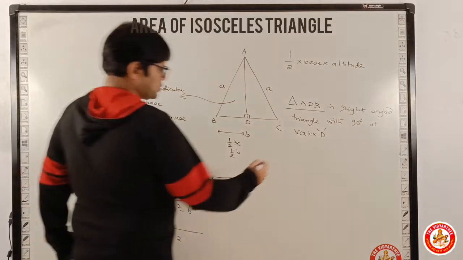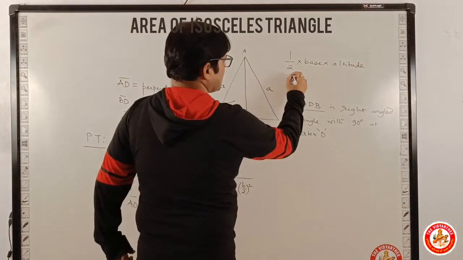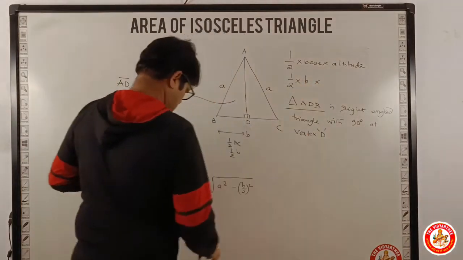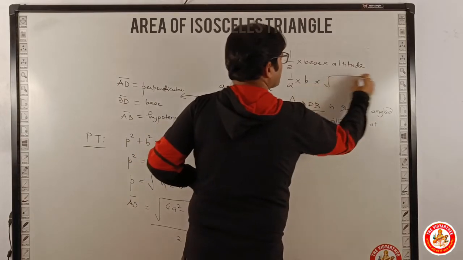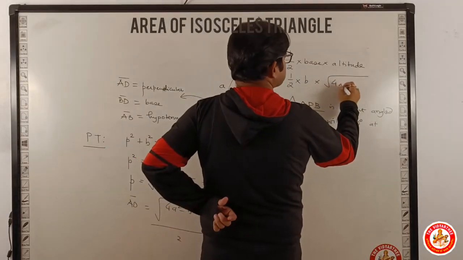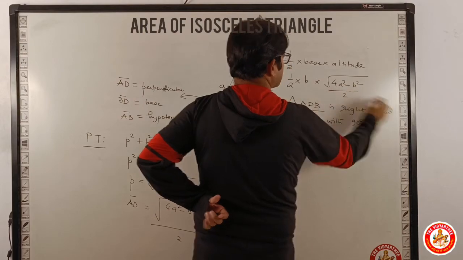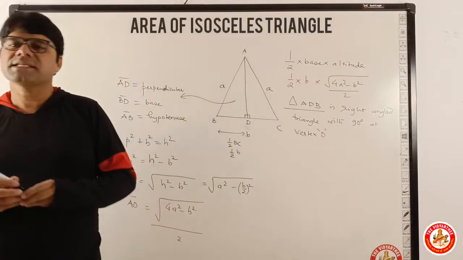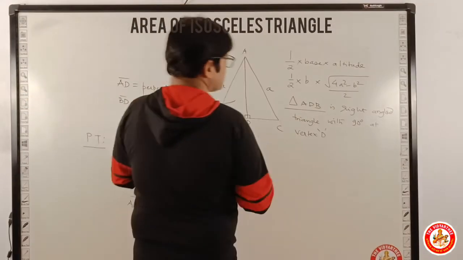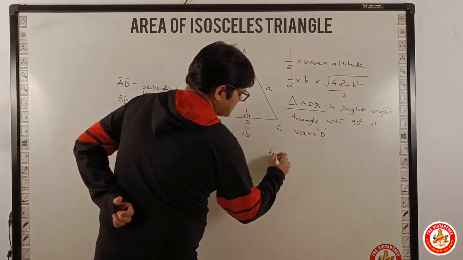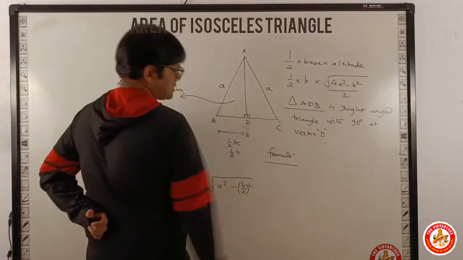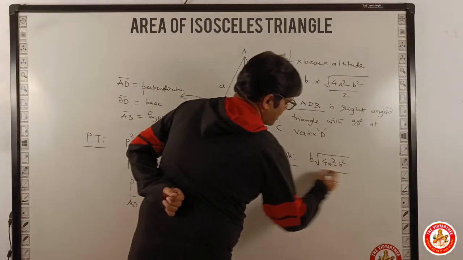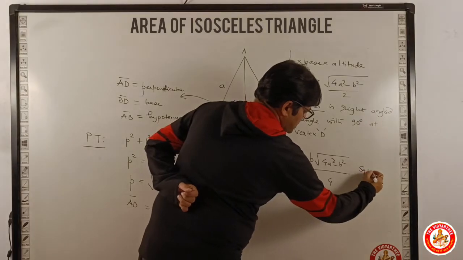Now what is your base? Base is BC. So here base is BC. So you can directly write the formula half into base is b into, the formula is under root of 4a square minus b square whole divided by 2. Now you can see we have taken the altitude as under root of 4a square minus b square upon 2. Now if you combine this, you get the final formula as b times under root 4a square minus b square whole divided by 4 square units.